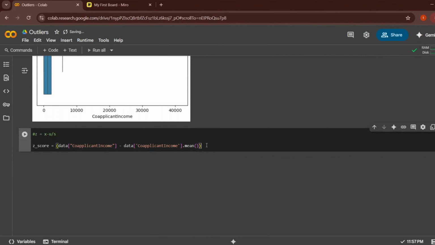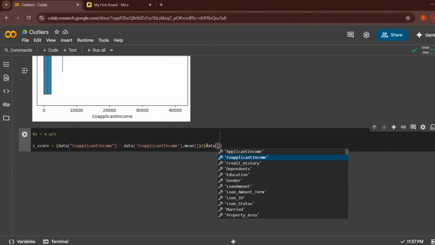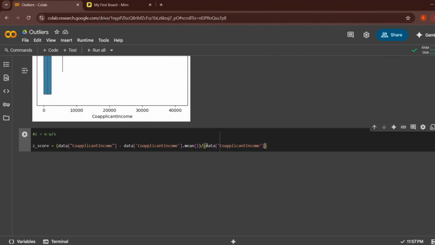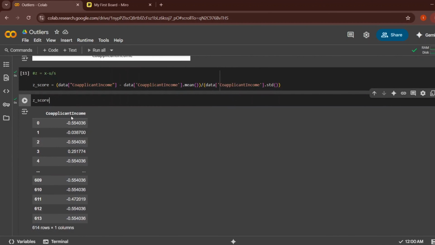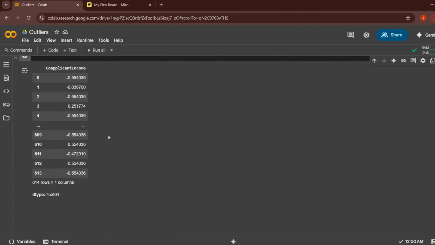we would divide it by data co-applicant income, and now we will fetch out the standard deviation value. Alright, that's enough. Now we will run it, and this should print us the value of z-score. Let me run it. Alright, see, these are the values of z-score for all the rows.